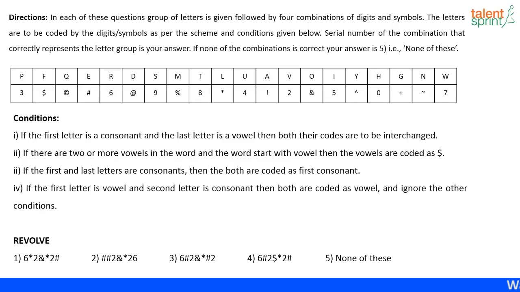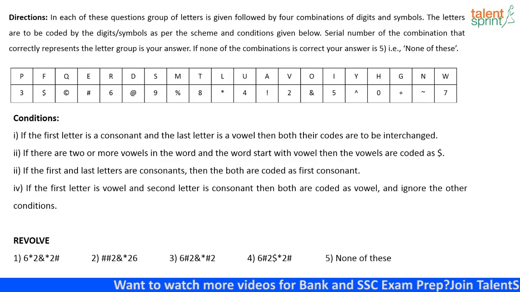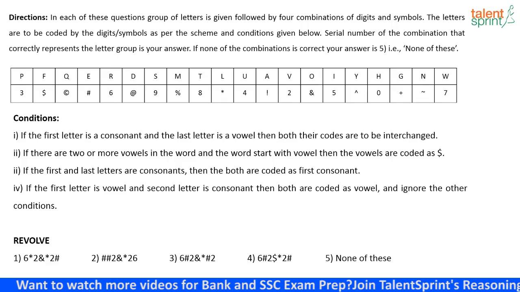This is called digit symbol coding, right? Yeah. So in each of these questions, groups of letters is given followed by 4 combinations of digits and symbols. The letters are to be coded by digits or symbols as per the scheme and conditions given below. Serial number and the combination that correctly represents the letter group is your answer. If none of the combinations is correct, your answer is 5, none of these.